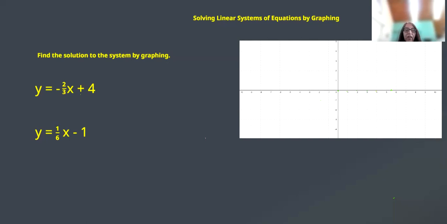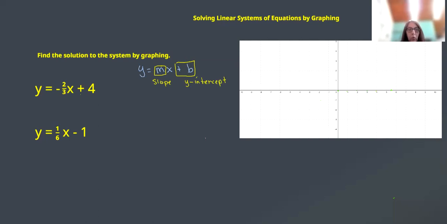So let's get started. Now there are different ways you can graph y equals negative 2/3 x plus 4, but for today, we're going to use slope-intercept. Just as a reminder, slope-intercept is y equals mx plus b. Your m represents the slope, and b represents the y-intercept, where your line will cross the y-axis. So that's the first thing we're going to look at in each of these equations.